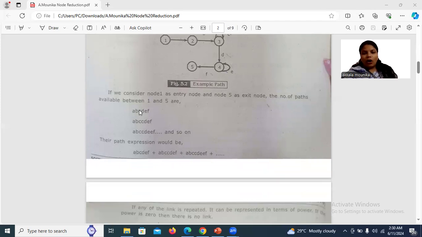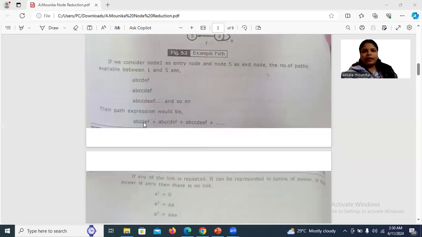Next, their path expression would be AB. That means, for the paths we are taking here from entry to exit, the path segments are calculated, and we have to do the product of all the path segments. So that's why we are doing the addition here: ABCDEF plus ABCCDEF plus ABCCDEEF.